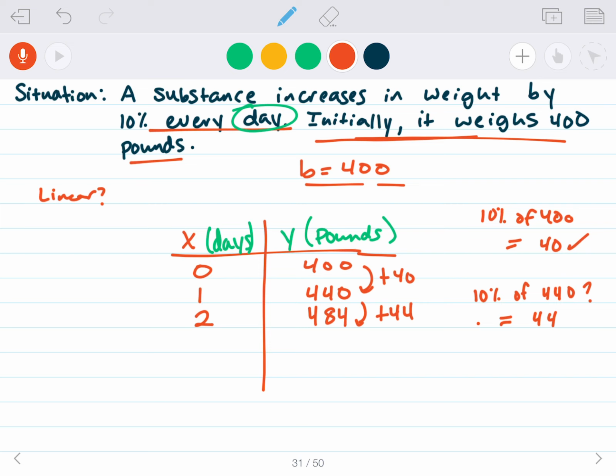And we can already see that because these two numbers are different, this is not linear. Okay, so even though we're increasing by the same percentage, increasing by the same percentage doesn't mean increasing by the same amount. Okay, so as we can see here, 40 and 44 are two different amounts, so this thing is not linear.